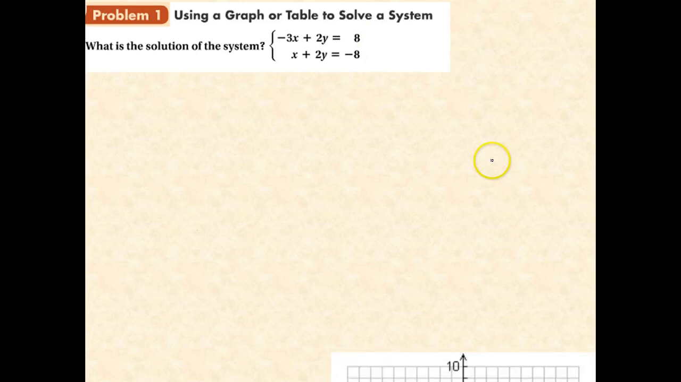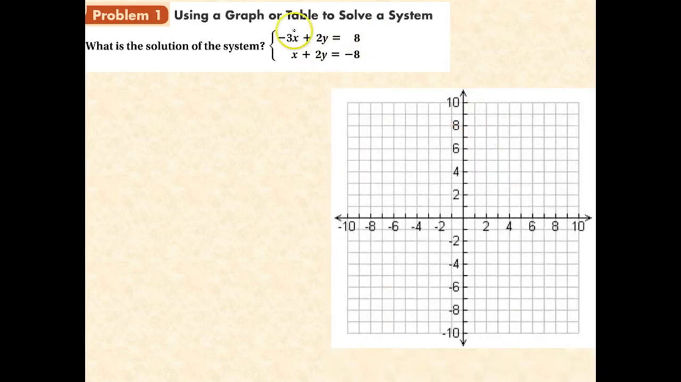First, let's take a look at graphing. If I wanted to graph these two linear equations, I'm going to have to do a little bit of algebra in order to get them into slope-intercept form. Or you could go by intercepts too if you like that. I want to go slope-intercept though. So I'm going to add 3x to both sides because I want to get y by itself.